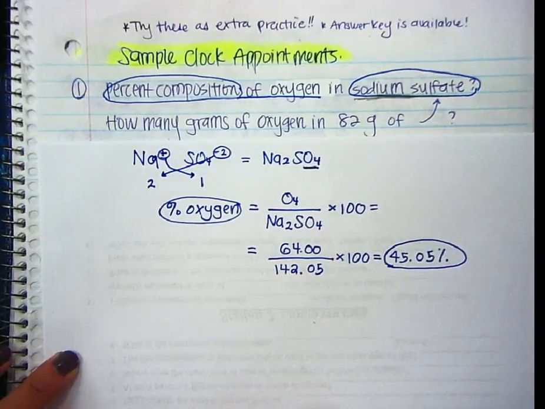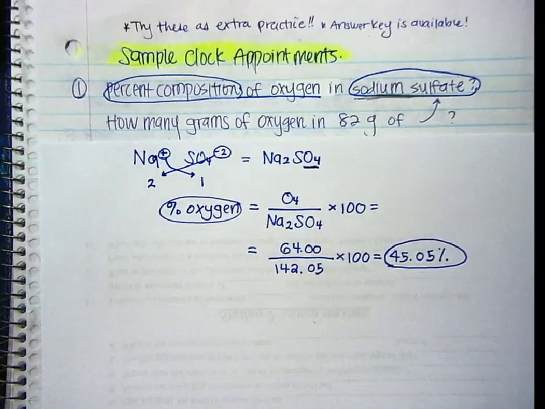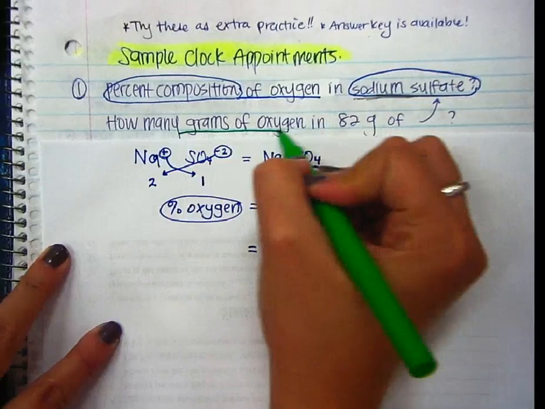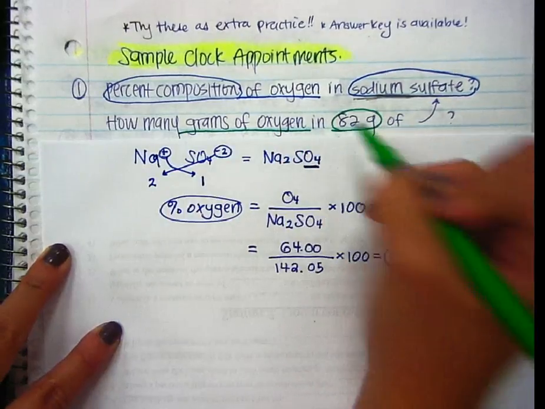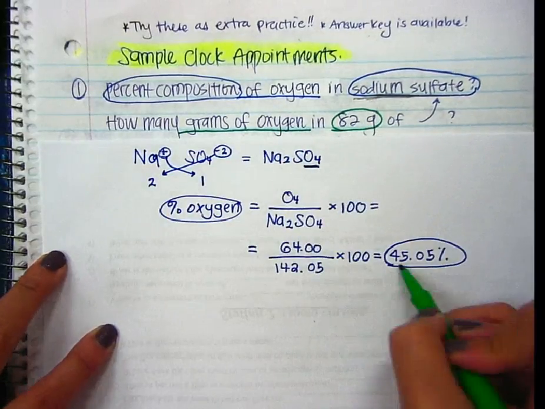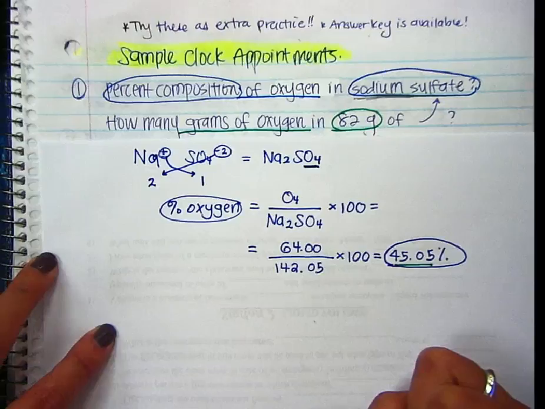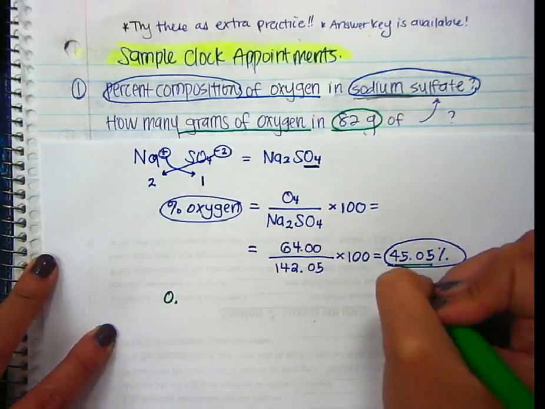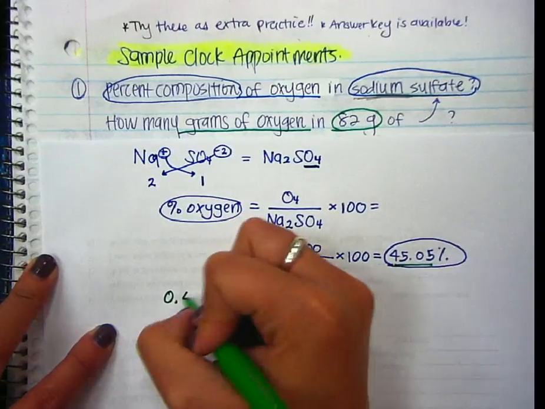The second part of your answer is going to ask for how many grams of oxygen you have in 82 grams of sodium sulfate. And this is the easy part of the problem. To get the grams of oxygen from 82 grams of sodium sulfate, you're just going to take the percent that you got, which is 45.05, and turn it into a decimal form by moving it 2 places to the left.